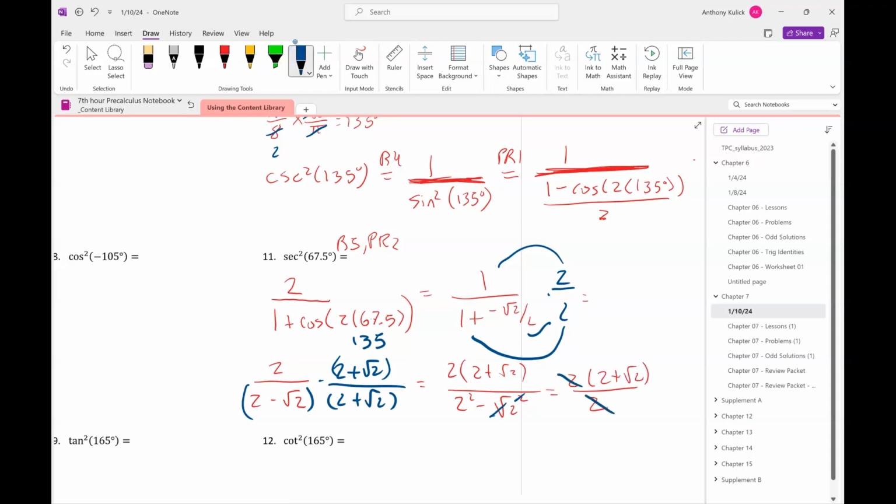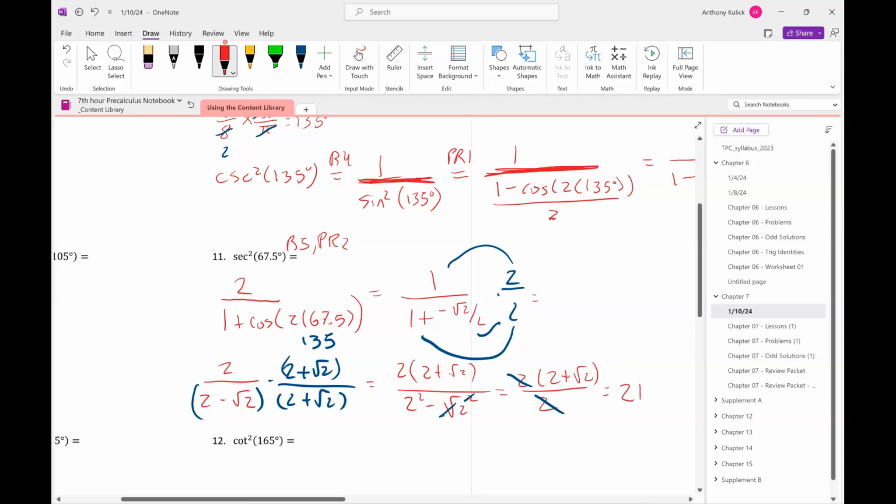And whoop, whoop. Those guys reduce. So I'm left with just 2 plus root 2. Or if you had distributed the 2 through, you just break it up into 2 fractions and reduce each fraction. It's fine. I kind of saw what was going to happen, so I just refused to multiply the numerator out and save myself a little bit of hassle, but it's very little.